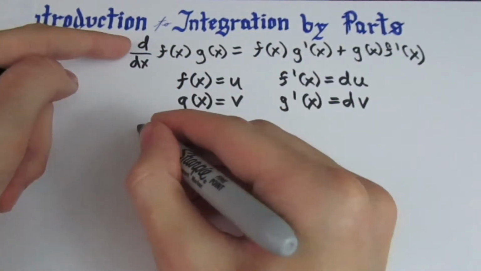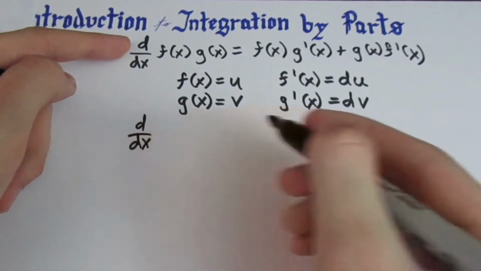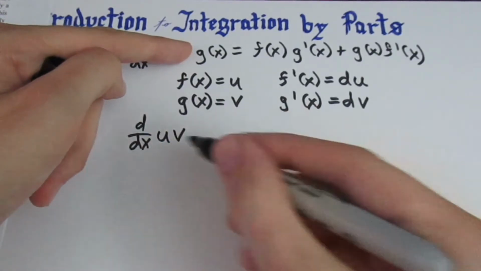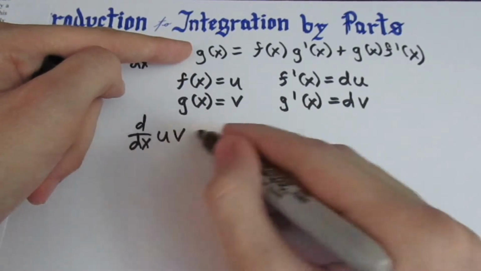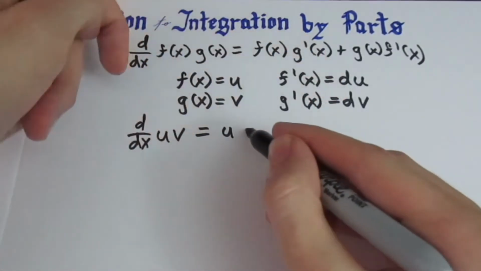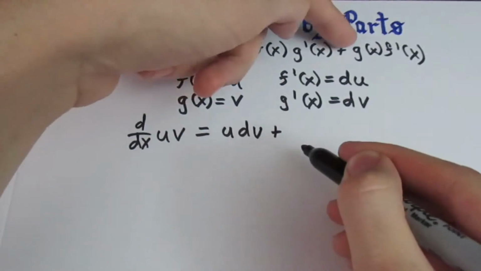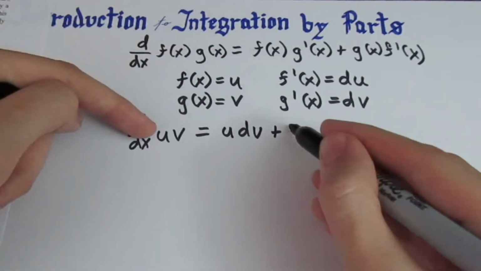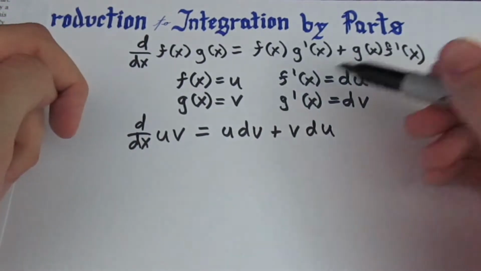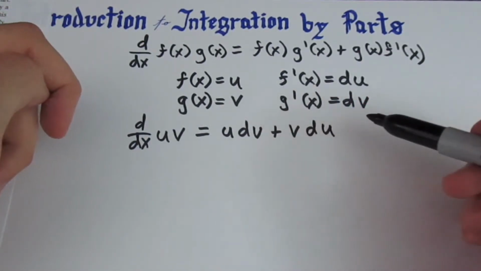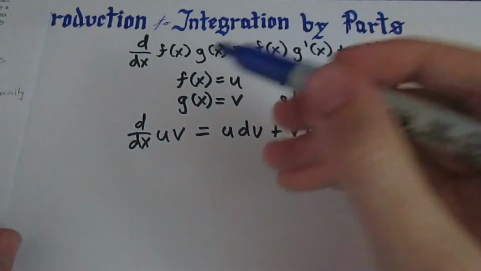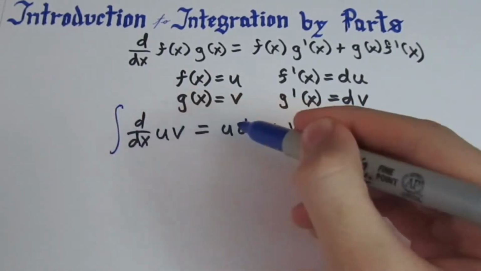So let's copy this down. d/dx of u times v. That's the product. The derivative of a product equals the first times the derivative of the second plus the second times the derivative of the first: u dv plus v du. Now what I'm going to do is integrate both sides.